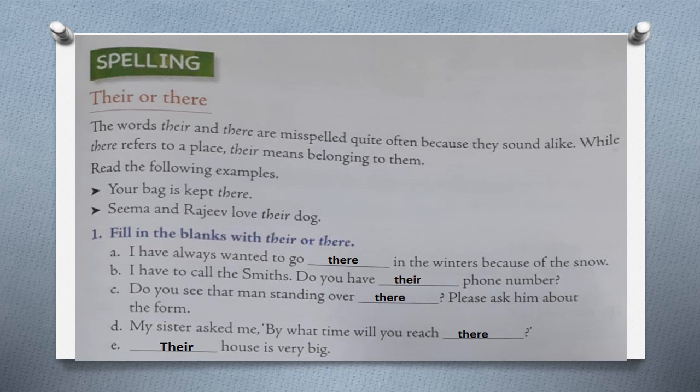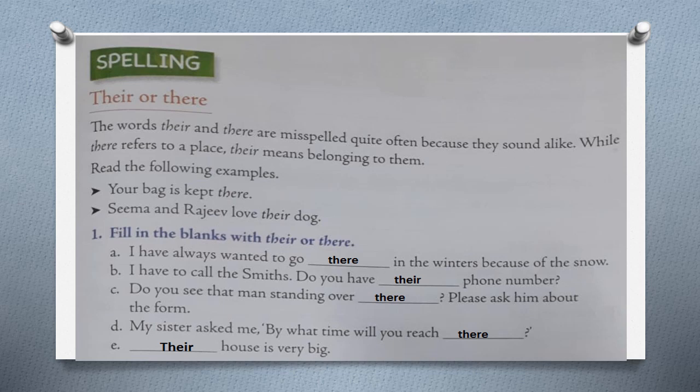So children, read the sentences. Your bag is kept there. It is denoting the place. Seema and Rajiv love their dog. It means the dog belonging to them. So children, let's do fill in the blanks.